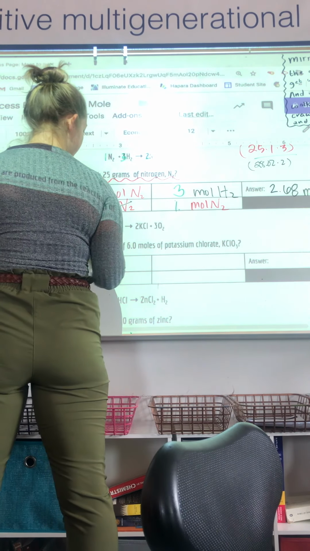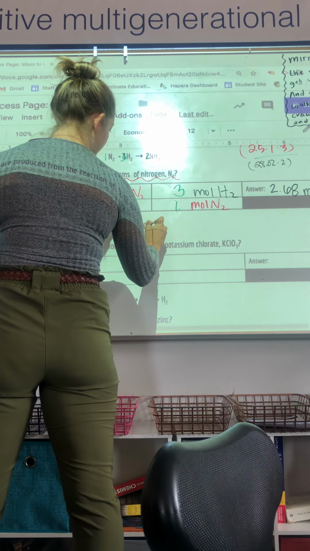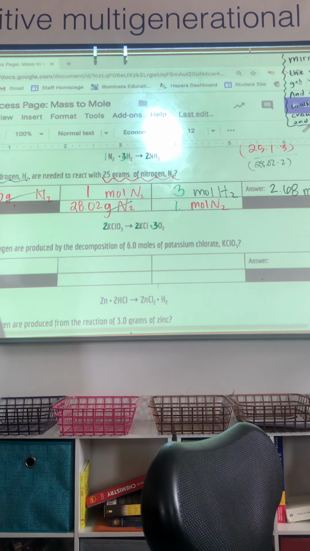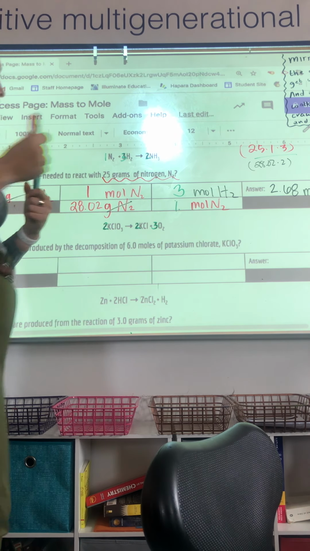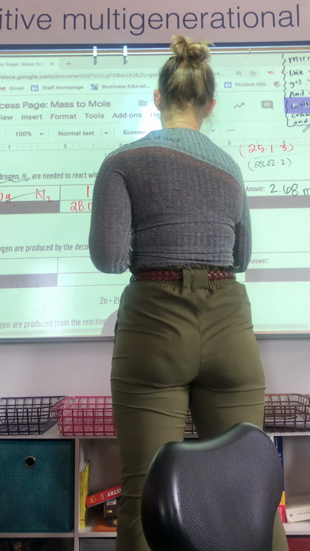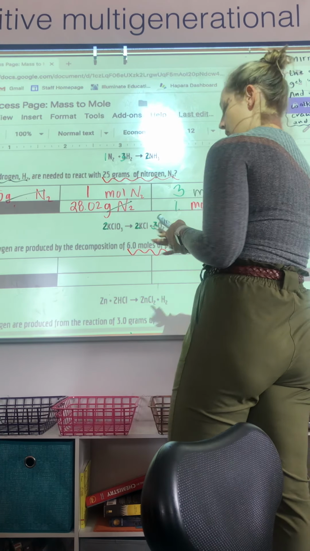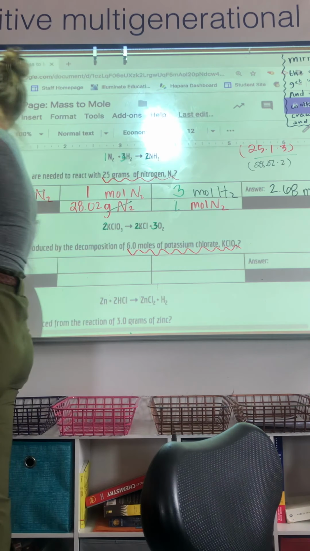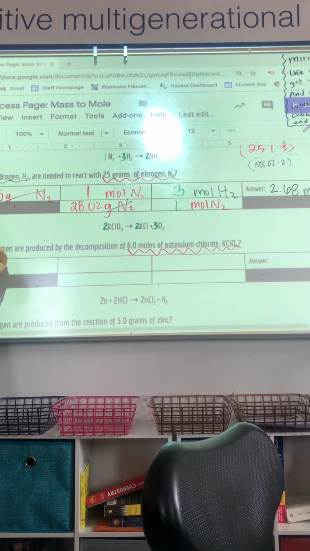So now we're going to do it the other way, but still the same amount of boxes. I have 2 KClO3, 2 KCl, 3 O2. Those are my coefficients. I will need them at some point. What is my given? 6 moles of potassium chlorate. What is my unknown? Grams of oxygen. So what goes in this box right here?